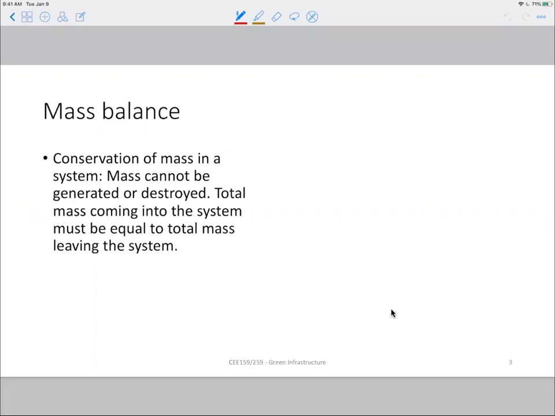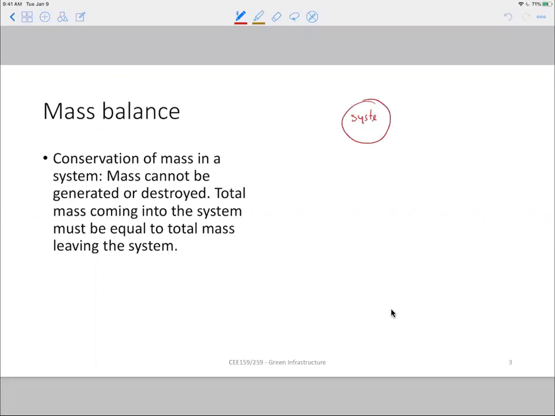So the first thing is about mass balance. As you know, we have to determine the total maximum daily load. That means we want to calculate the amount of mass that's being delivered by stormwater into those systems. So let's, for example, say this is our system.